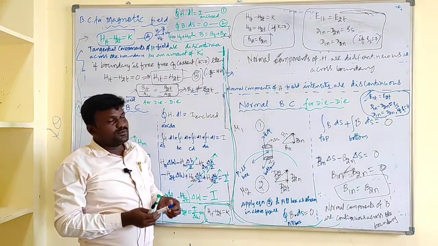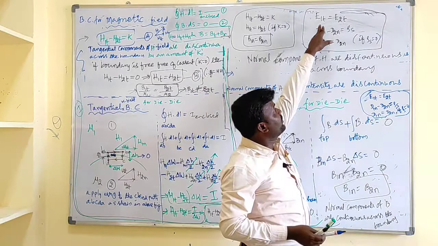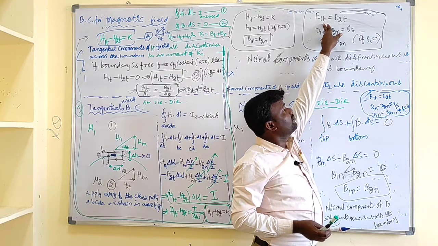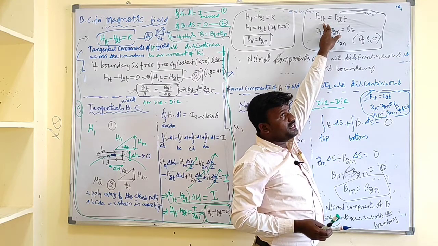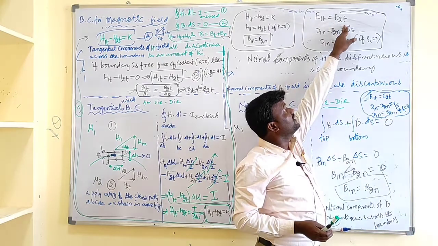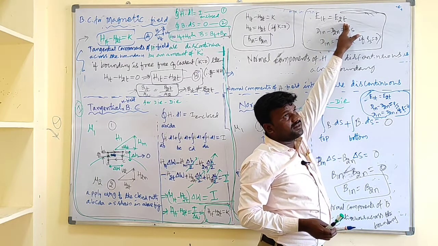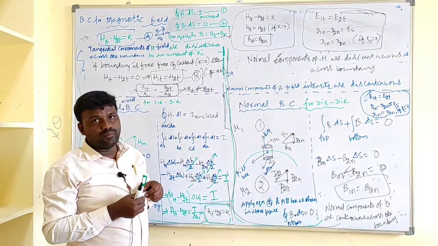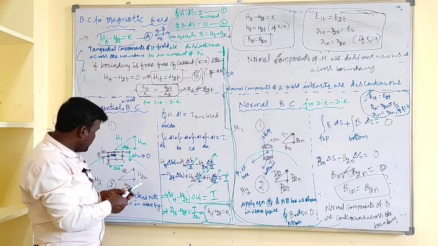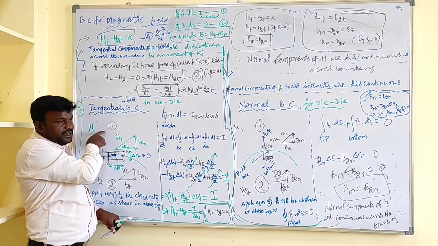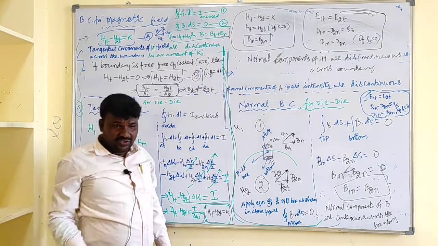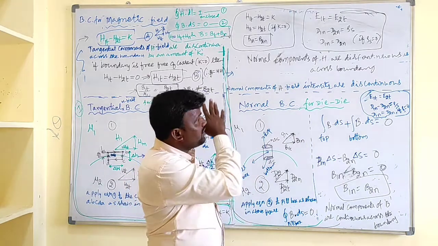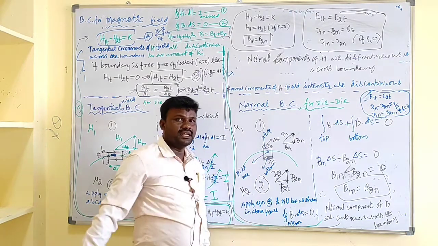Now, what is the advantage of these boundary conditions? If you know the electric field intensity, the tangential component, in the first medium, then indirectly we have the electric field intensity in the second medium. By using boundary conditions, we can determine the field component for the second medium if we know the field component in the first medium. If you know the field components on either side, we can determine the other side by using boundary conditions. This is all about the boundary conditions.